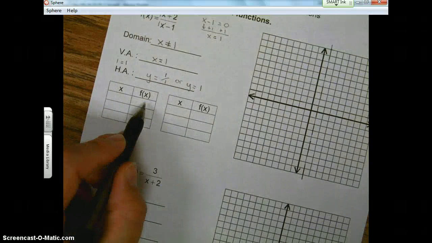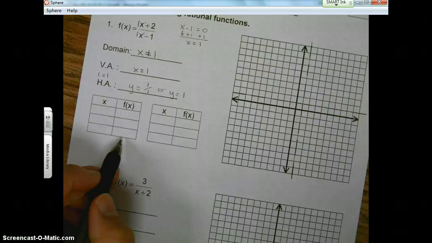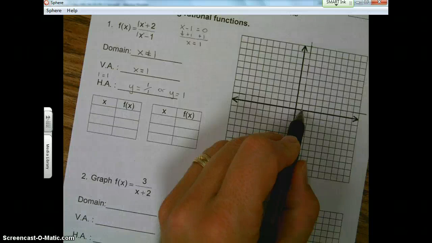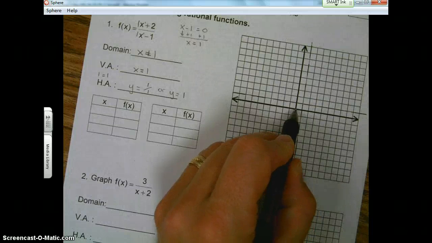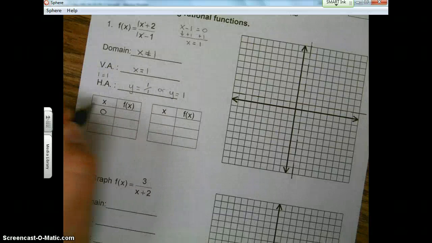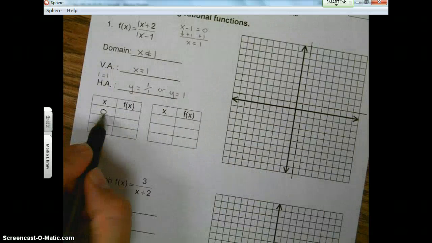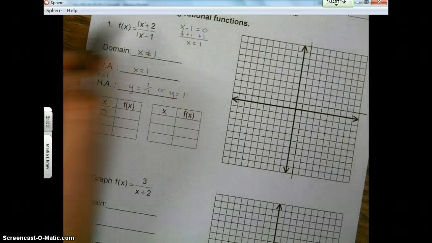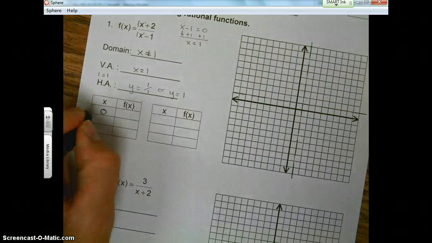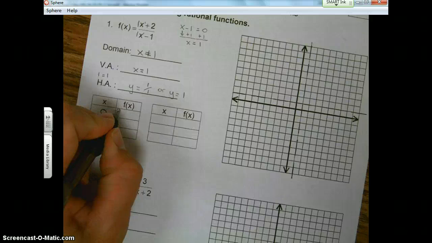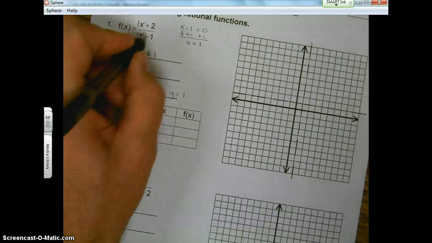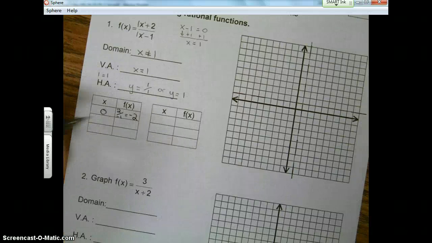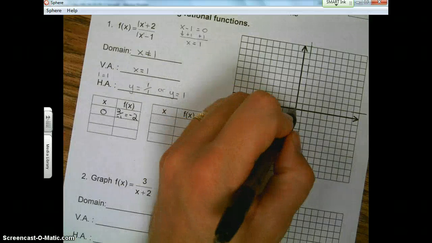Alright, so now we're going to go ahead and fill in these tables. The first value that I would choose, I would not choose 1. Let's choose 0. If we plug 0 in, 0 plus 2 is 2, and 0 minus 1 is negative 1. So we have 2 on the top and negative 1 on the bottom. So our y value is negative 2. So the point is 0, negative 2.